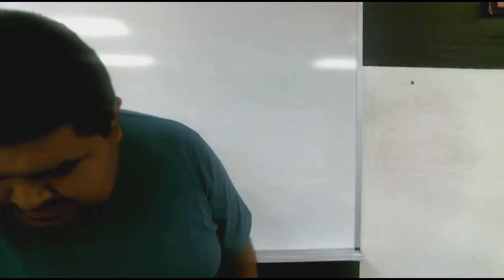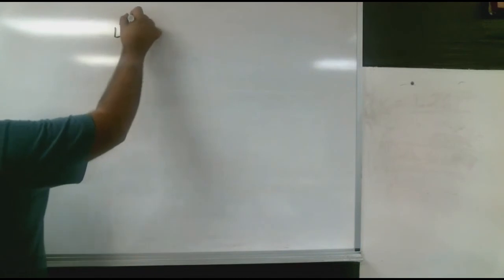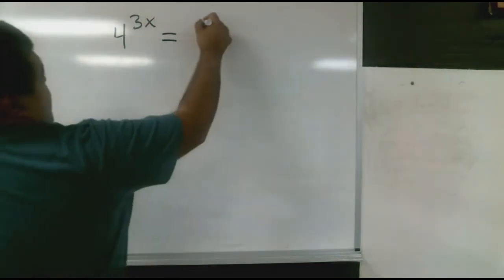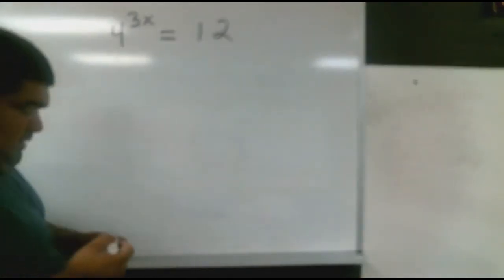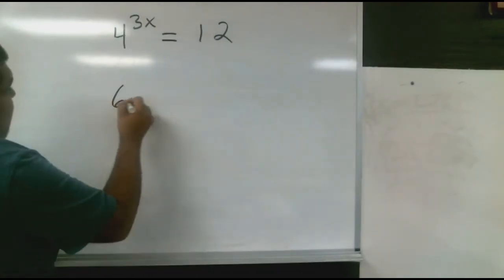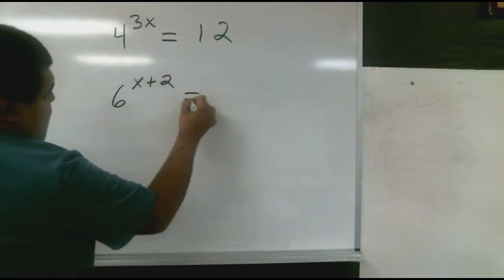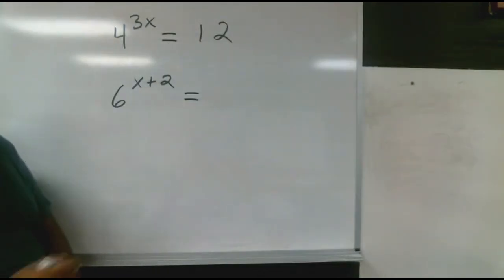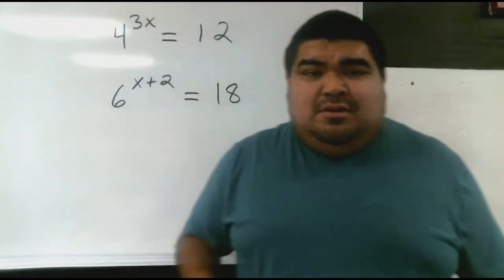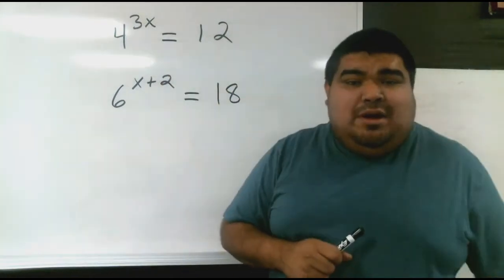All right, guys. So the assignment for today is we have 4 to the exponent of 3x equals 12, okay? You have to solve for x, remember. And your second one is 6 to the exponent of x plus 2 equals 18, okay? So there are 2 problems on the board. Remember, we're solving for x on each one.